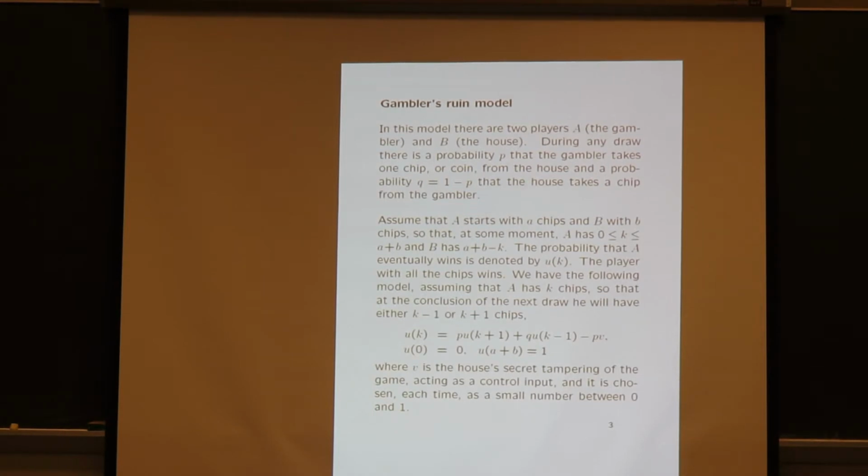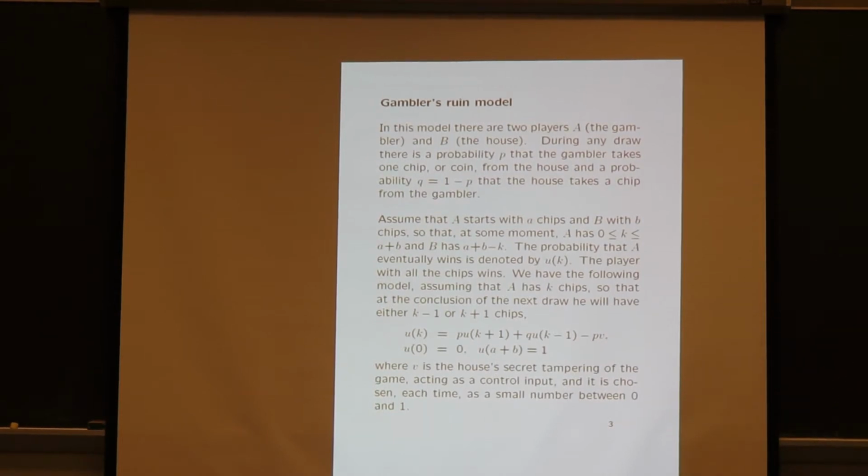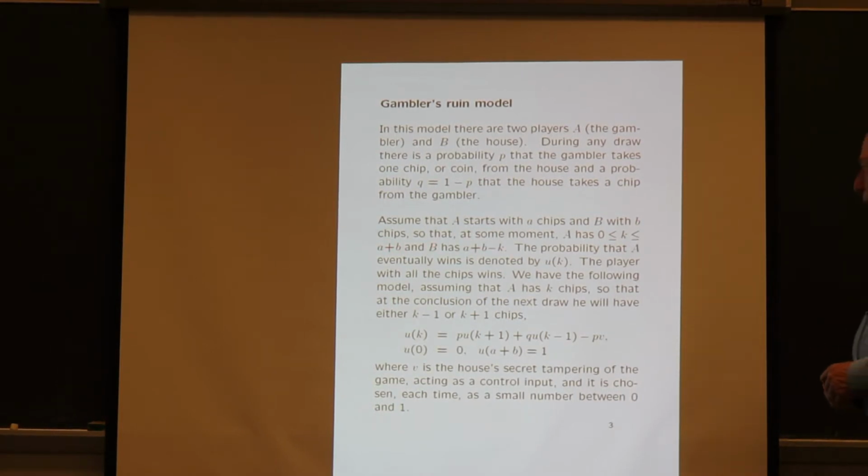So assume that the gambler starts with A chips and B starts with B chips, so that at some moment between 0 and the total number of chips, which represents the possibility of adding 1 at that time k or subtracting 1, let's say A has A plus B, and B has A plus B minus k.